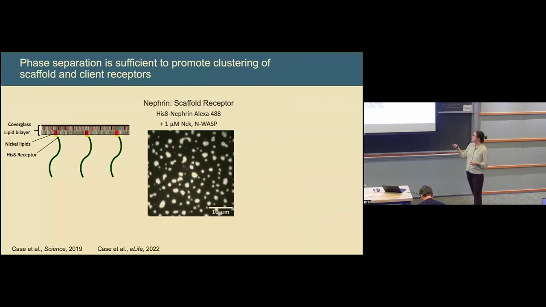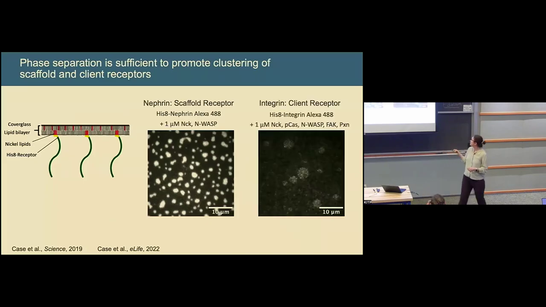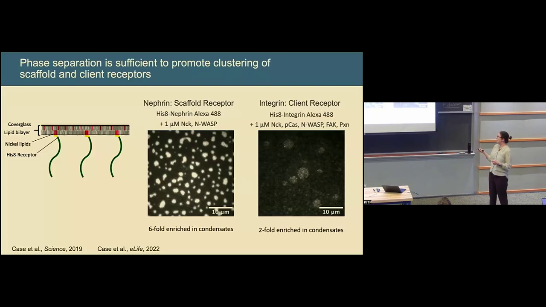So when we have nephrin on the bilayer and we add these two adapter proteins to solution, we observe the formation of these membrane-associated condensates. Similarly, if we do the same experiment with integrin as a receptor, we attach integrin to a bilayer and add the cytosolic adapter proteins. We also observe the formation of these membrane-associated condensates. In this image, nephrin is fluorescently labeled, and in this image, integrin is fluorescently labeled. So they're both forming these membrane-associated condensates. You can see the nephrin is more enriched in the condensate, whereas the integrin is much less enriched in the condensate. And we think that's probably because the integrin is acting like a client.